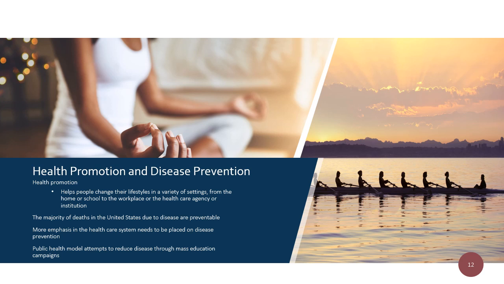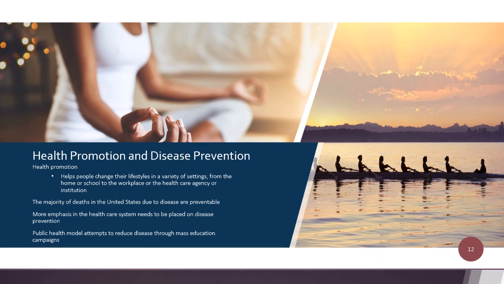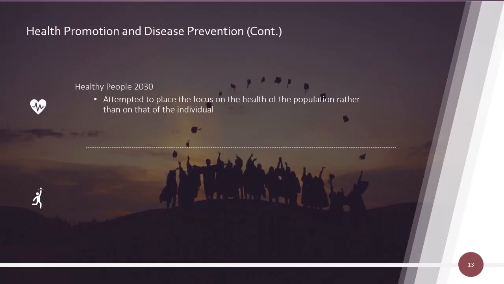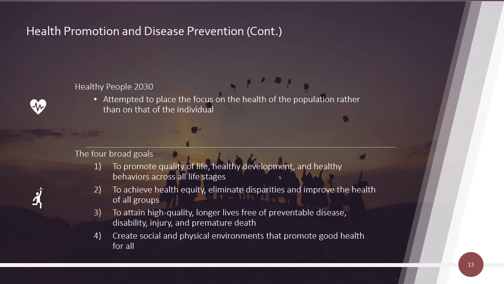Let's look at that. Healthy People 2030 now attempted to place the focus on the health of the population rather than that of the individual. It had 4 broad goals: to promote quality of life, healthy development, and healthy behaviors across all life stages, from a tiny neonate in the womb all the way to being elderly.